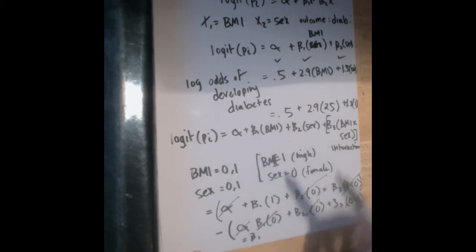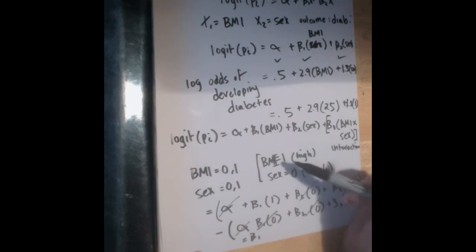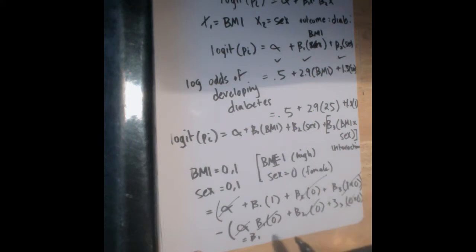The exact same thing is true if we were to do the reverse. If we were to make sex 1 and BMI 0 and plug all of this in, we would end up with beta 2, and beta 2 would be equal to 1.3, my made up number here, which is the exact same thing as in the main model because, again, there's no interaction term impacting it.